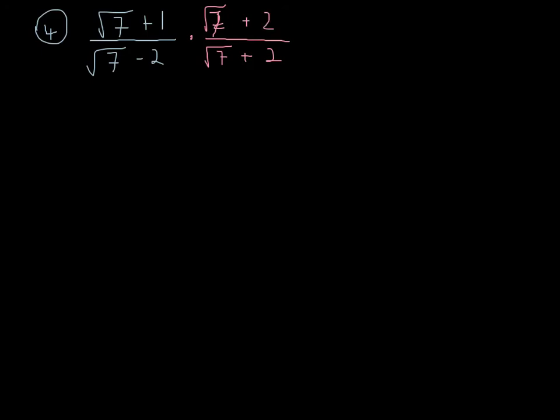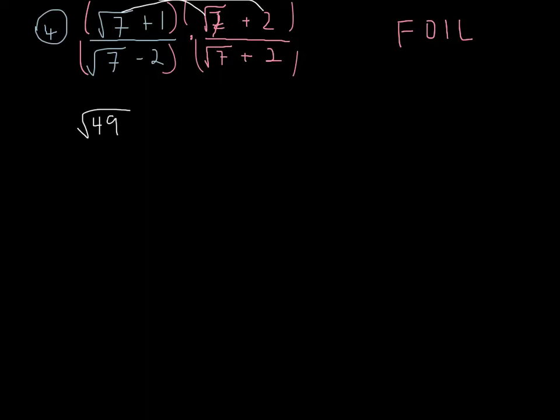The top may be a little weird, but that's okay. Remember, we are going to use the FOIL pattern to distribute. So I'm going to put parentheses around everything to remind myself of that. So here we go. Let's do the top. Square root of 7 times the square root of 7 is the square root of 49. Square root of 7 times 2 is 2 square roots of 7. 1 times the square root of 7 is 1 square root of 7. And finally, 1 times 2 is 2.